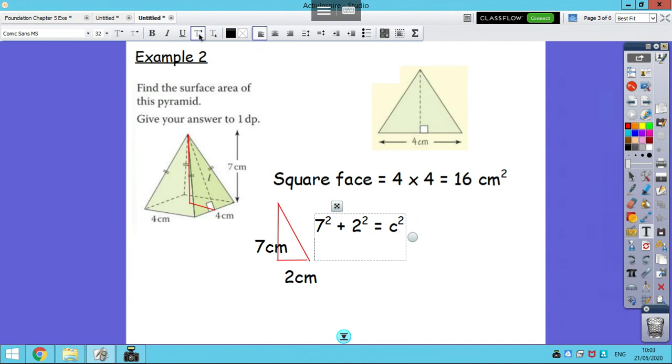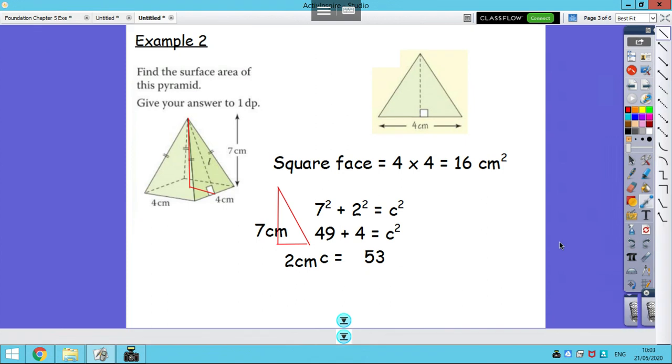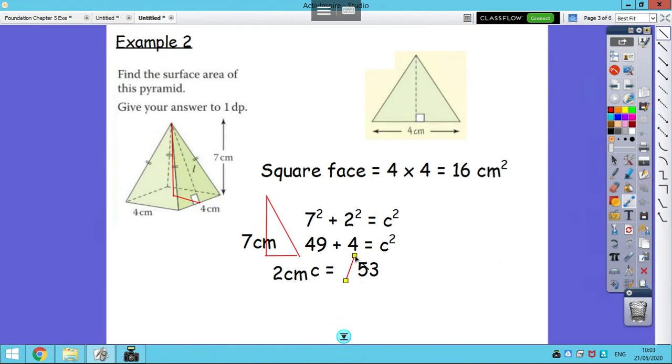Okay, so 7 squared, 49, add 4 equals c squared. And so we've got c is the square root of 53. Now I don't know if I can actually do a square root sign. I'll draw it in with a thing. So c is the square root of 53. Now look at this amazing square root sign. Look at that. Right, so c is square root of 53.